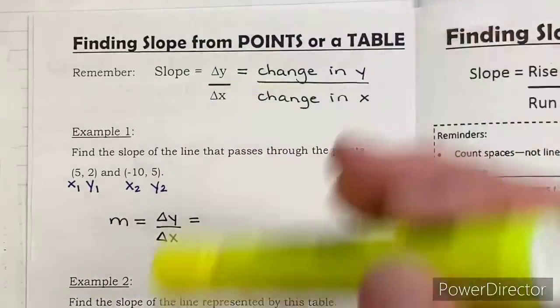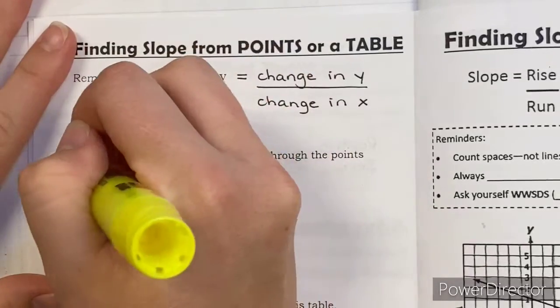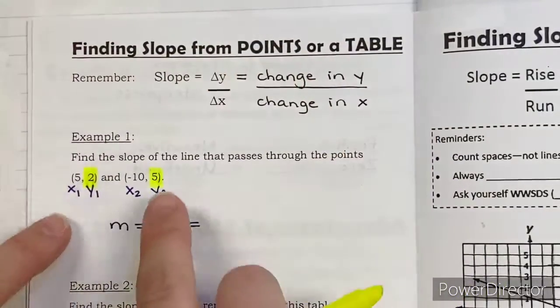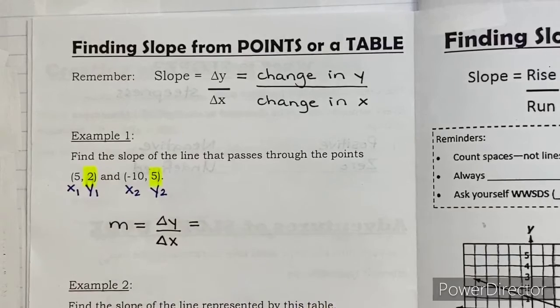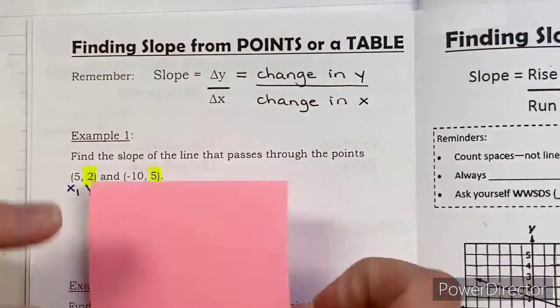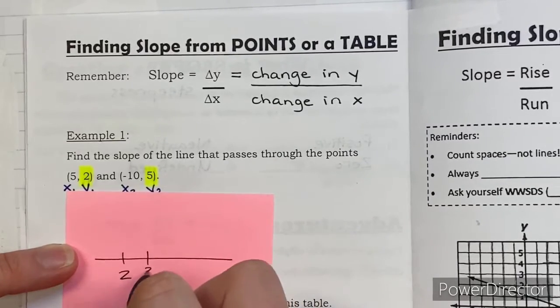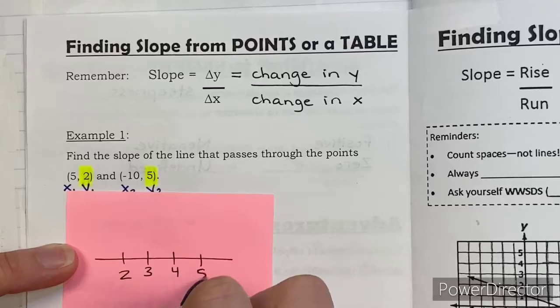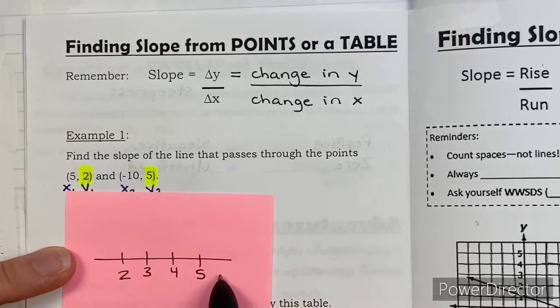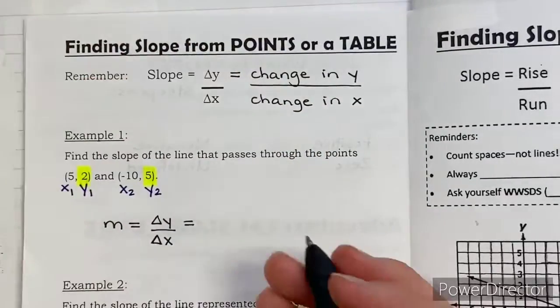When we're talking about the change in y value, first of all, we're only talking about the y values. So we're talking about 2 and 5. We need to know what is the change between those numbers. So think of a number line. On a number line, we are going from 2 to 5, and we need to know the change between those two numbers. So 1, 2, 3. So it's a positive 3.